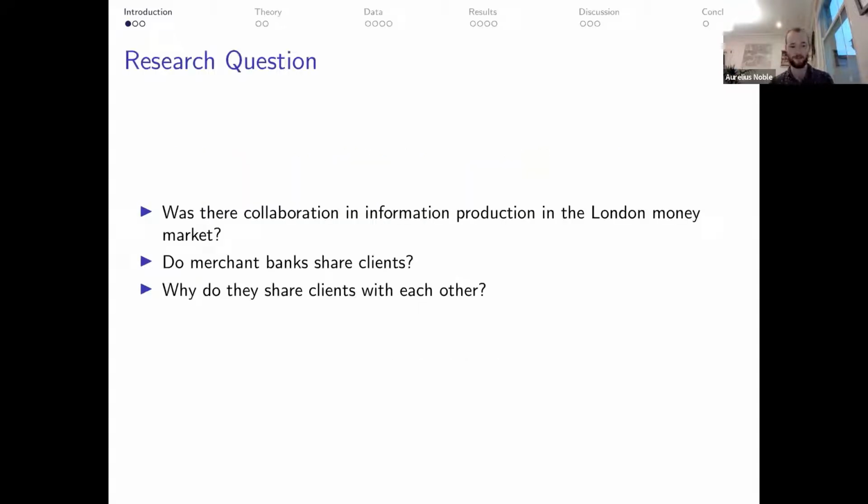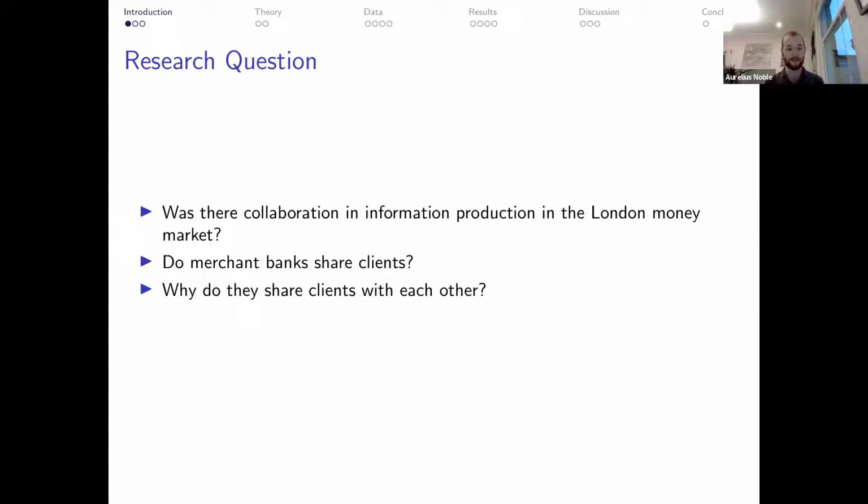So the idea with this paper was to think about the nature of information production in the London money market during the first globalization. In particular, it was to think about the incentives that information producers might have for producing novel information about borrowers. Some recent papers have been considering this within a relationship banking framework. The idea here was to look at the extent to which merchant banks in particular are developing deep, unique relationships with clients, or conversely, whether they're actually sharing those clients with each other, and that relationship is not as specific as we might otherwise think.